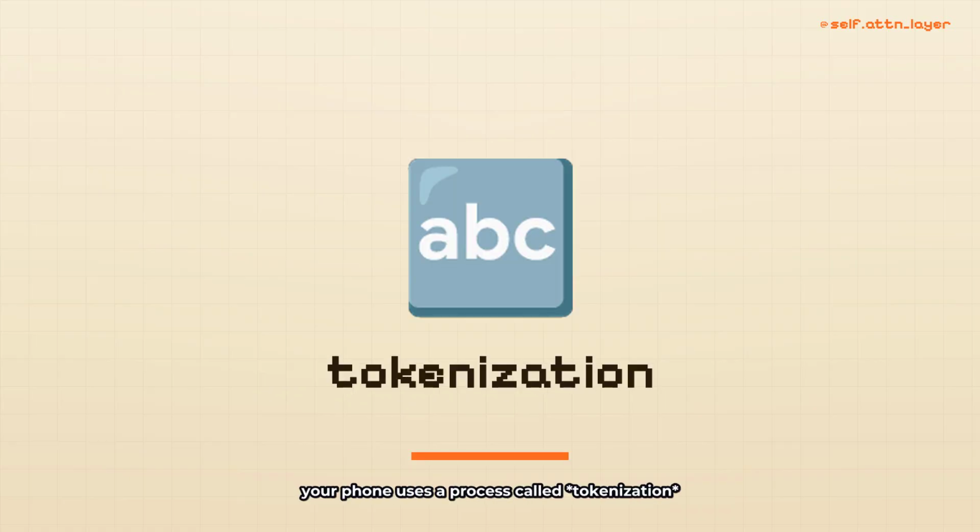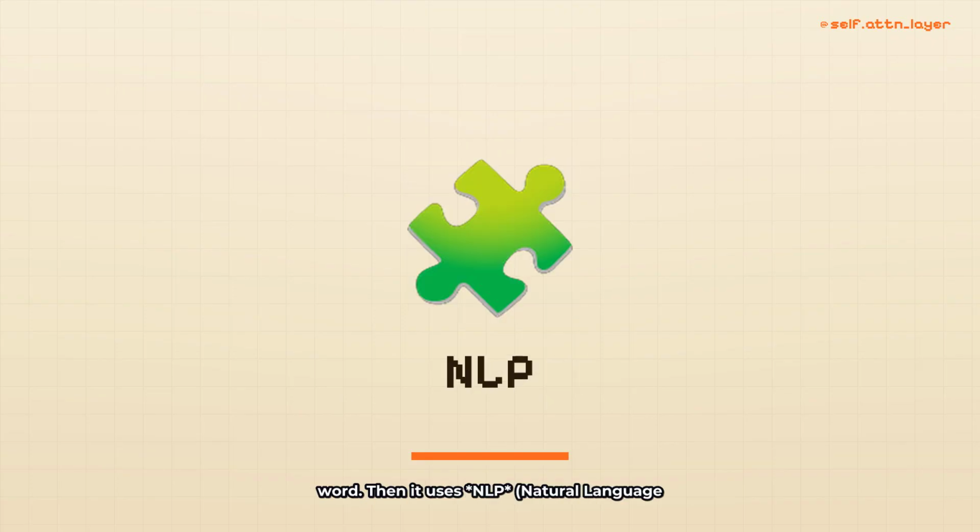Behind the scenes, your phone uses a process called tokenization to break words into pieces. Even if you type "te," the phone splits it into "t," "e," and looks for the closest real word. Then it uses NLP, natural language processing, to understand the context. But for autocorrect, it mostly relies on the secret code math we just saw. The closer the codes, the better the guess.